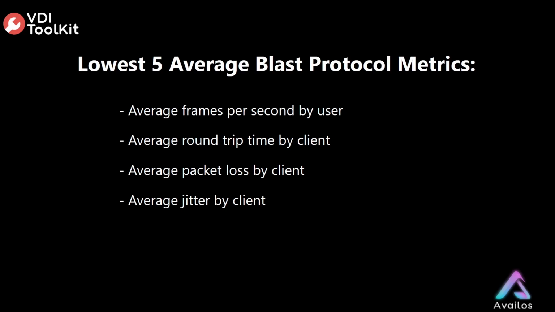The lowest 5 average BLAST protocol metrics provide the same information, but it's the lowest items, so the best performers. This helps you identify your best performers so you can use a cross-reference to determine why, so you can possibly help the worst performers.